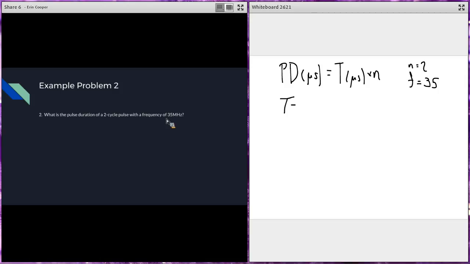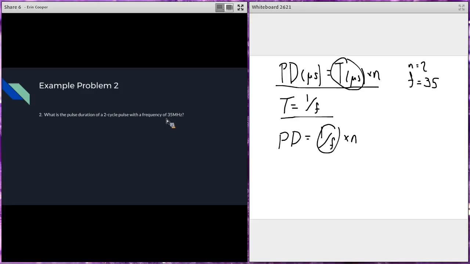period has an equation of its own. In order to find period, we'll have to use the frequency, the numbers that we are given. So remember that period is 1 over frequency. So another way that we could write this equation so that it means the same thing is simply PD equals 1 over F times N. Because this value and this value are the exact same thing because of this equation. So you can substitute those.